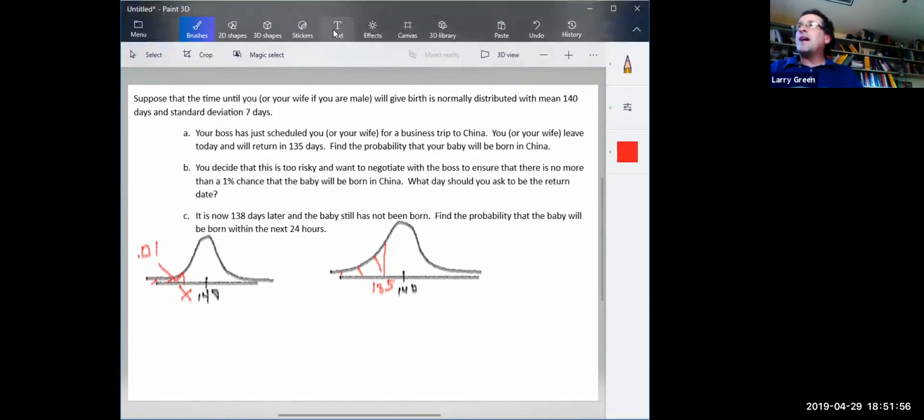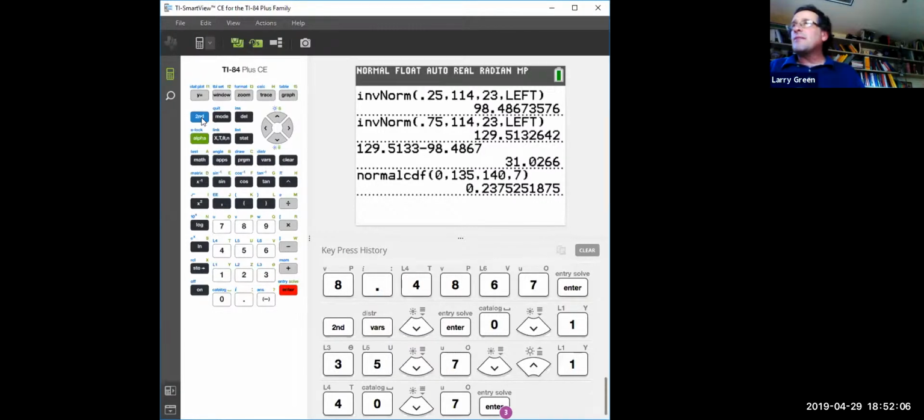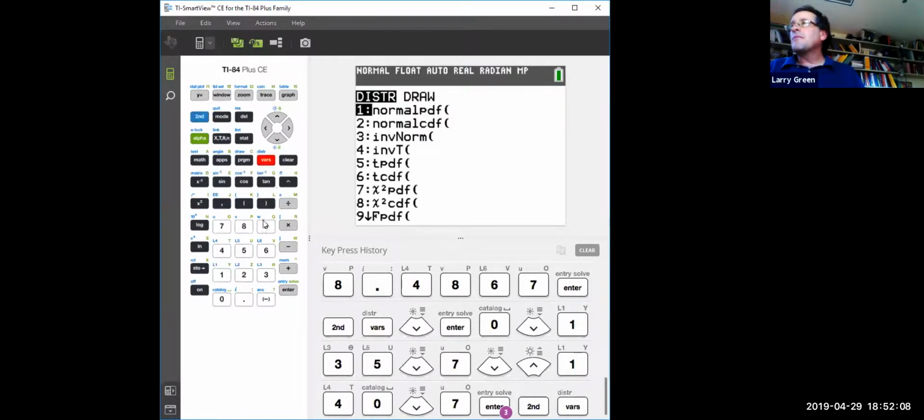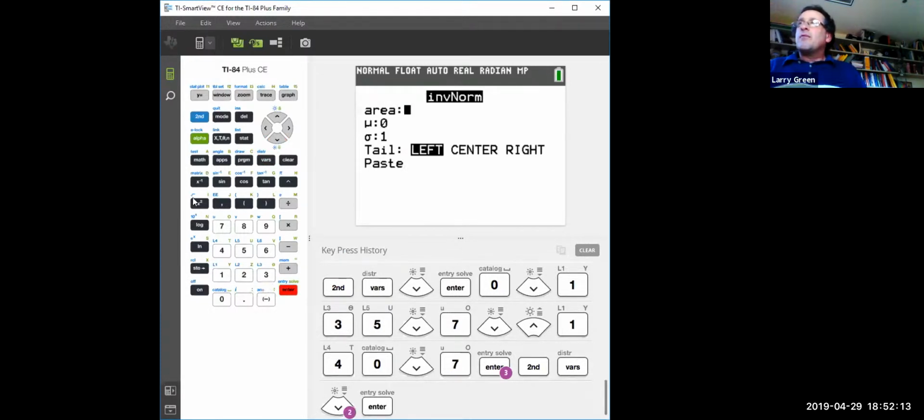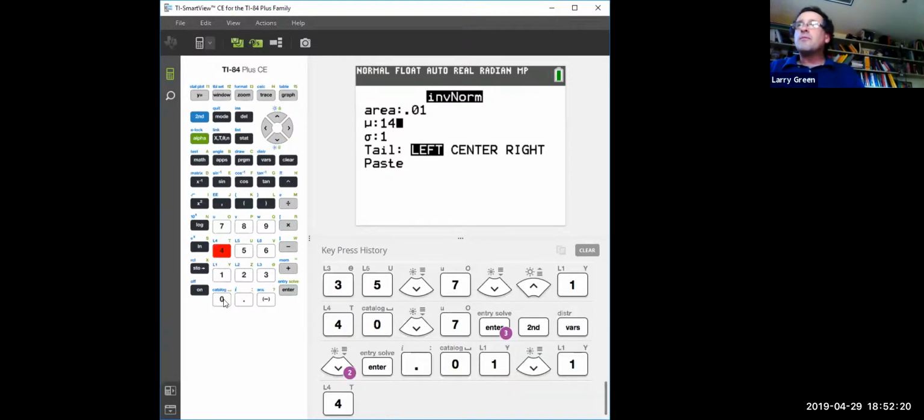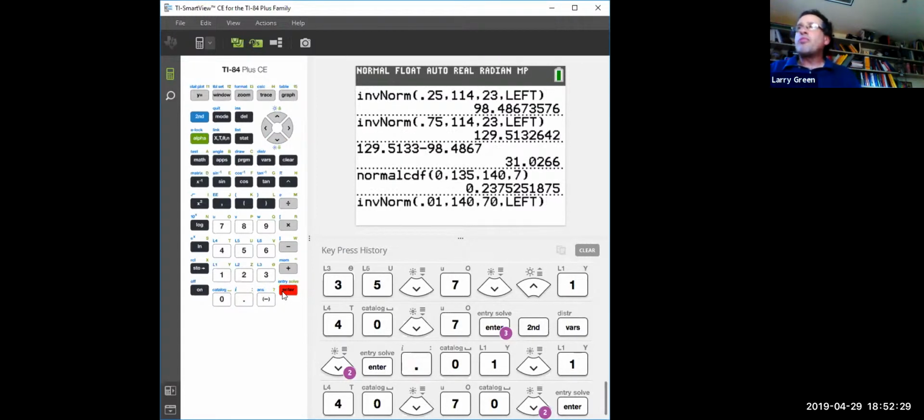So now I'm going to go ahead to my calculator. I'm going to go second, distribution, inv norm. We wanted a 1% chance, 0.01. The mean was 140. The standard deviation was 7. And we paste. And we hit enter again.